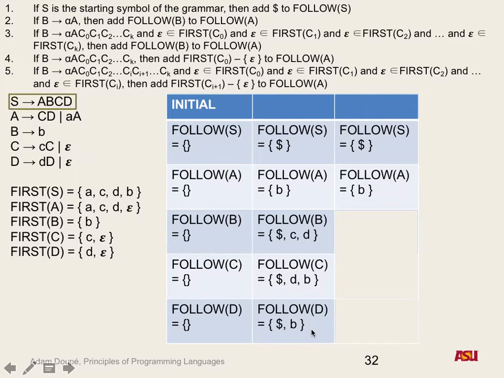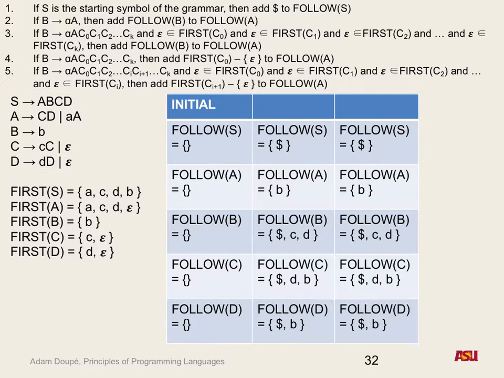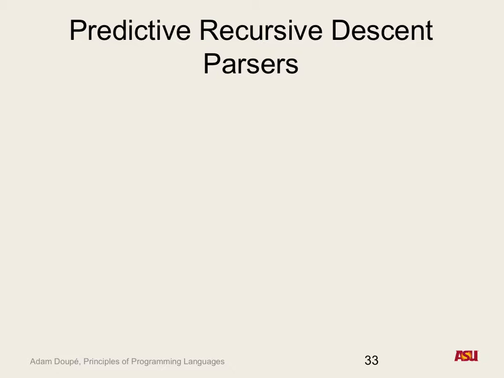And then if we do all these again, we'll get the same answers. And so we've gone through every non-terminal, applied every rule we have, and nothing changed. What does that tell us? We're done. We can stop. So now we have first sets and follow sets for this grammar. Awesome. Everybody good on first and follow sets?